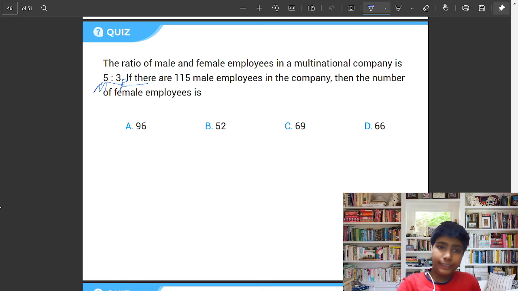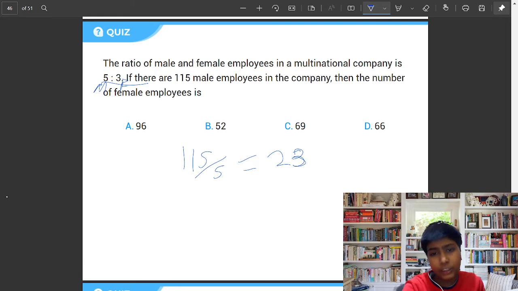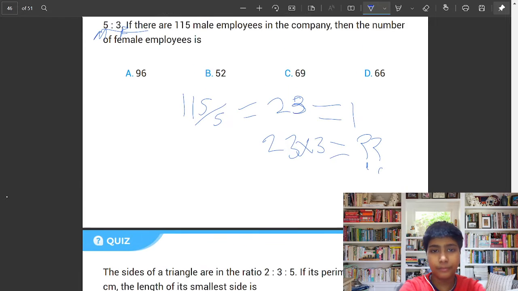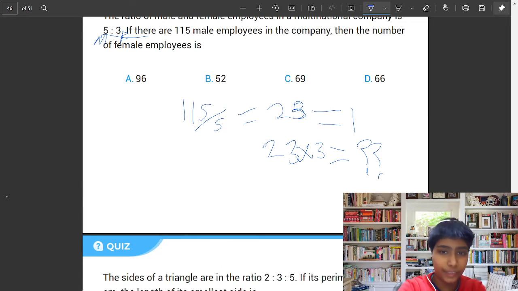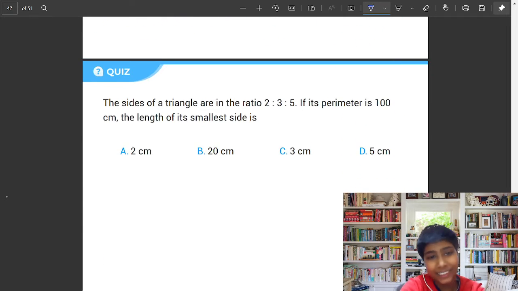I'll be giving you a hint in this one because this will be hard. 115 divided by 5 will be 23. So 23 equals 1 part. So female equals 23 multiplied by 3. You have to tell what the answer is over here. Now there will be more questions.